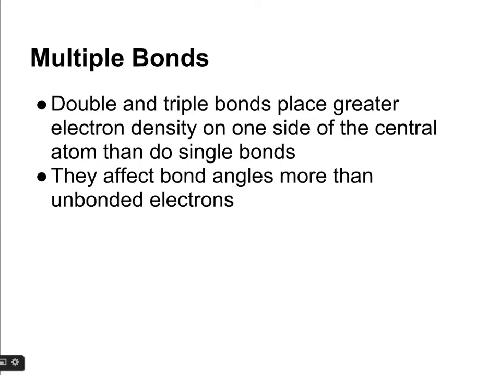If there are multiple bonds present, like double and triple bonds on one side of a molecule, they put a greater electron density on that one side of the central atom, and they're going to affect the bond angles more than unbonded electrons will. So if we go back to a trigonal planar molecule, if we had a double bond on this one side, this double bond would cause these two single bonds to be pushed even closer together than if this double bond was an unshared pair of electrons, because it's 4 electrons instead of 2.